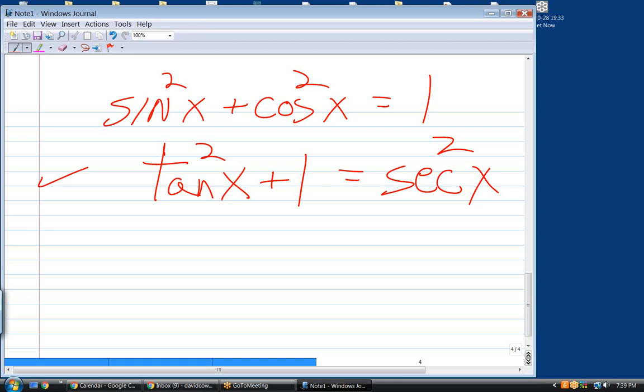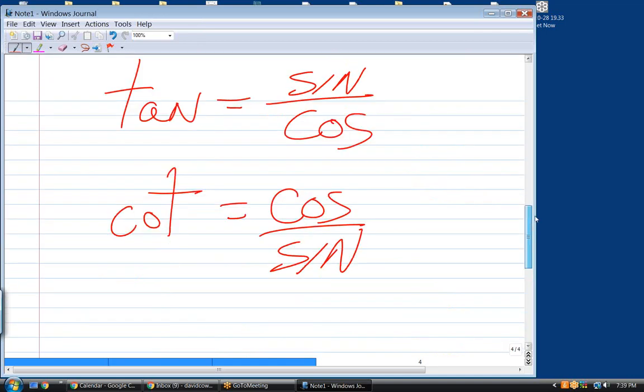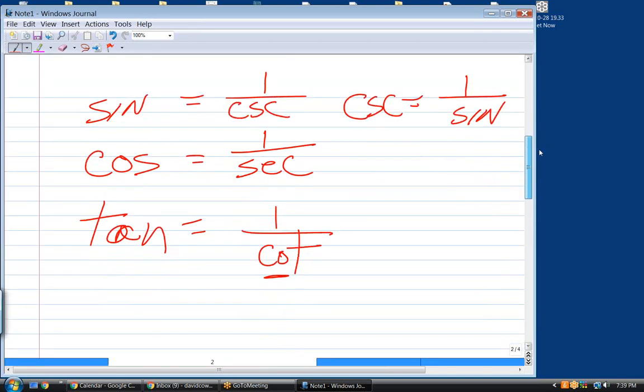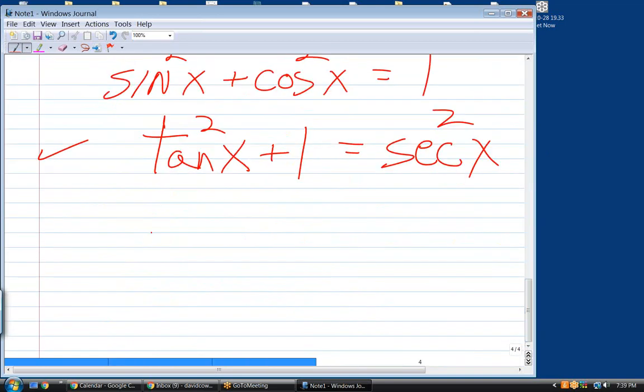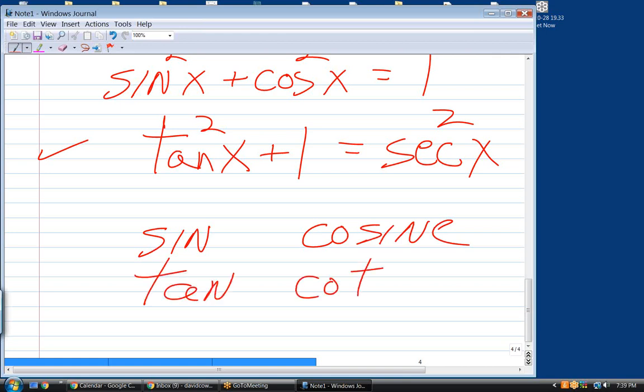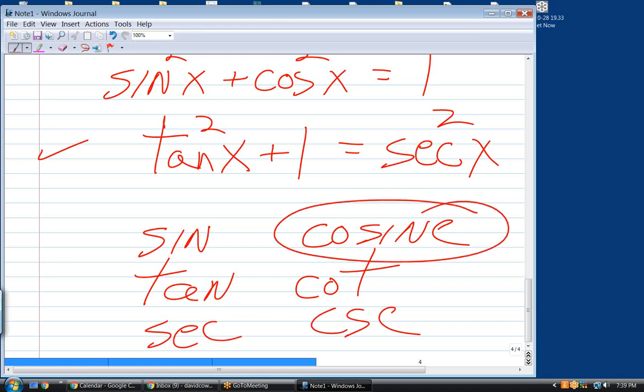Now by cofunction, I don't mean the 6 reciprocals. Even though there was exactly one co in each of those pairs, those are not cofunctions. These are reciprocals. A cofunction is the function with a co in front of it. So the cofunction of sine is cosine. Cofunction of tangent is cotangent, same as reciprocal. Cofunction of secant is cosecant. And vice versa. The cofunction of cosine would be sine.